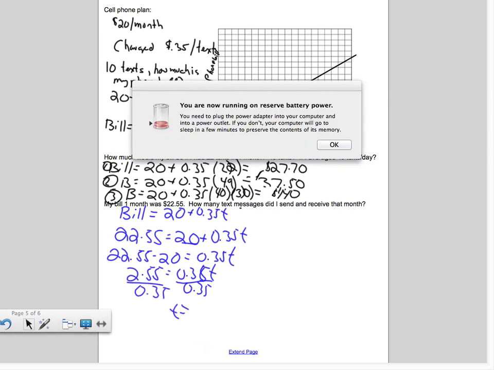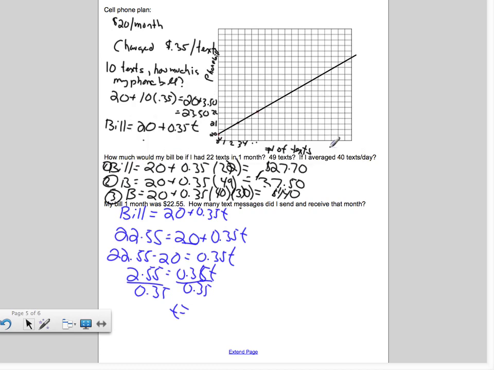It's 7.285? No, it's 9. 2.55 divided by 0.35, it's like 7 and 2 over 7. Oh, did I use the wrong numbers? I might have made a typo.